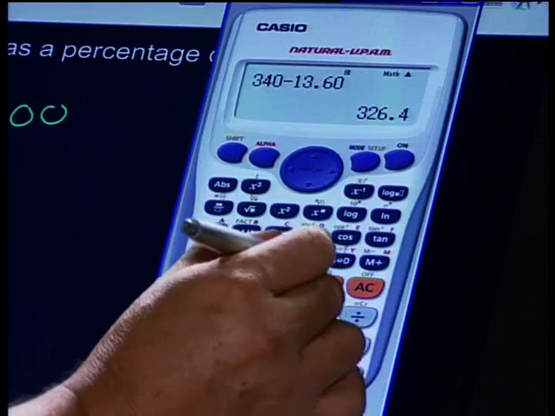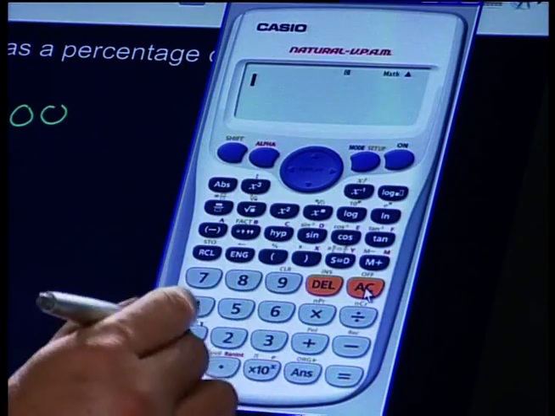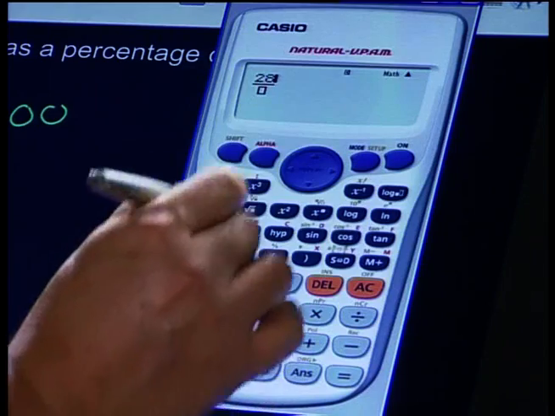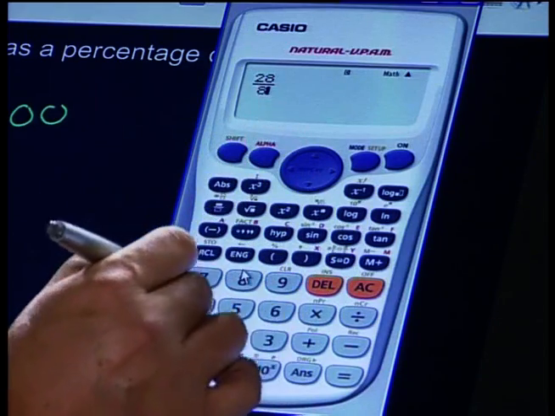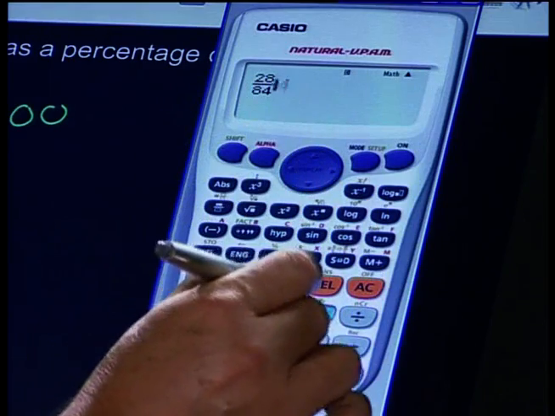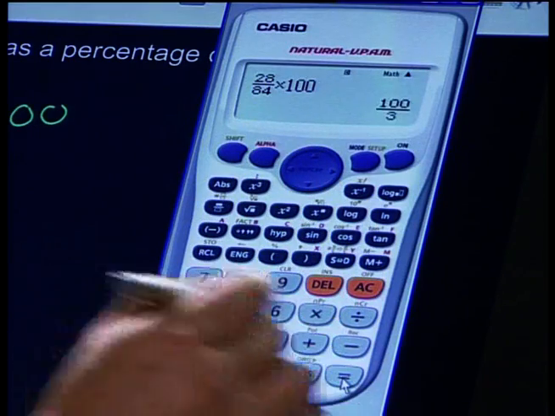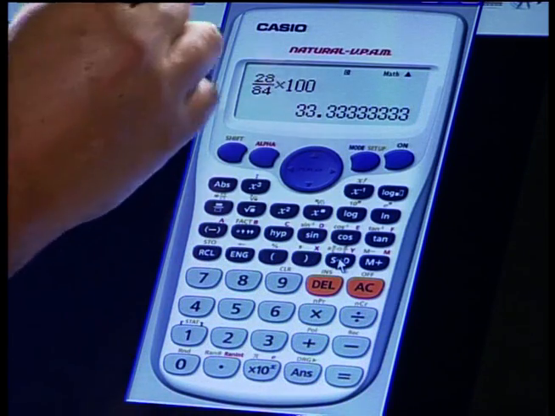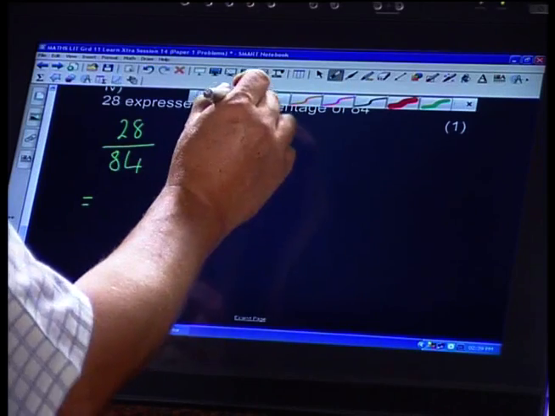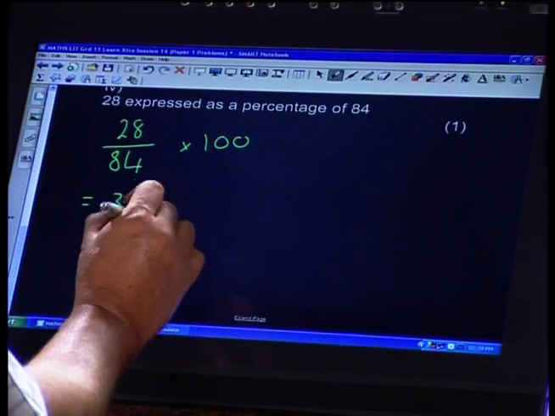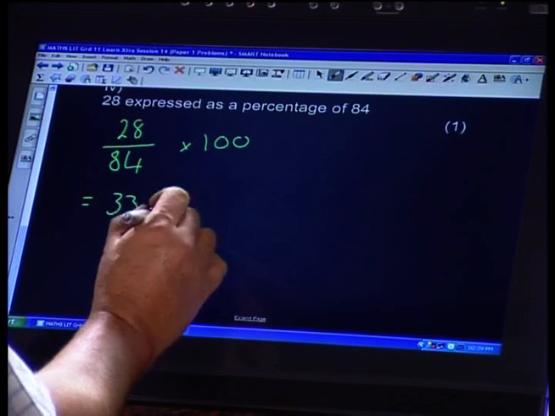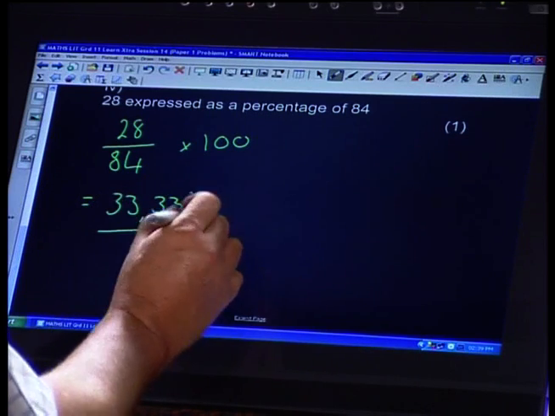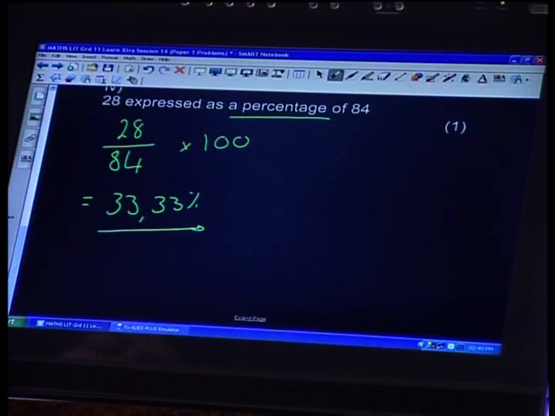Again, our calculator is going to do all that work for us. It's going to say 28 over 84 times 100, because we're changing it to a percent, and we're going to get an answer of 33,33. So 33,33. What? Percent, because they've asked it as a percentage. Having fun? I am. Let's keep going.